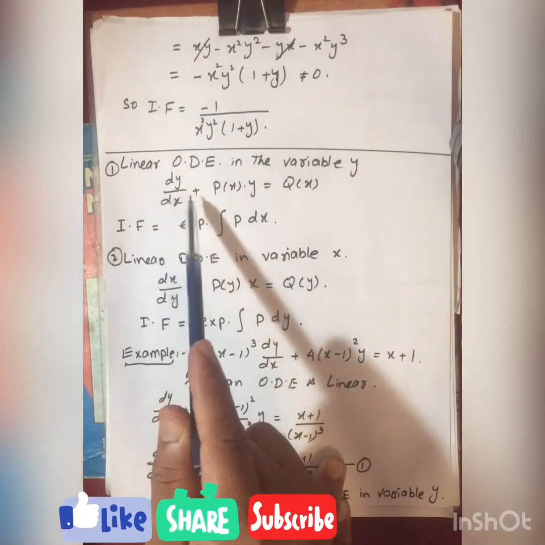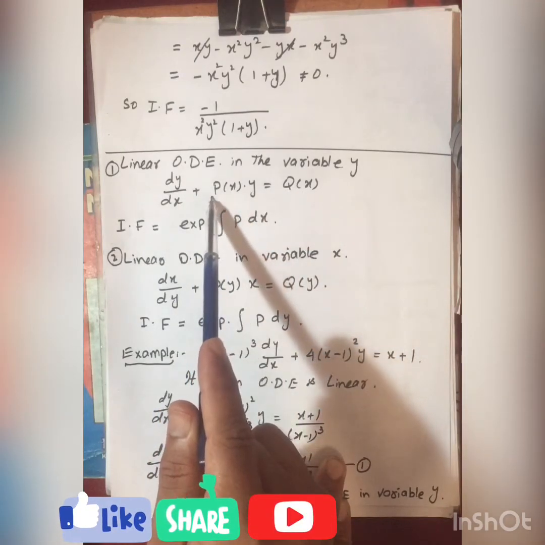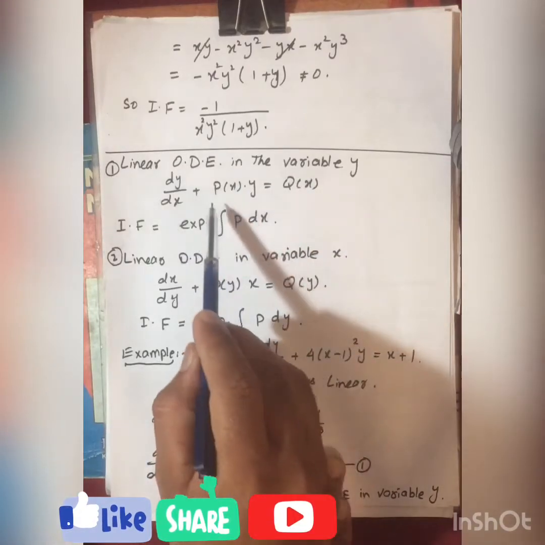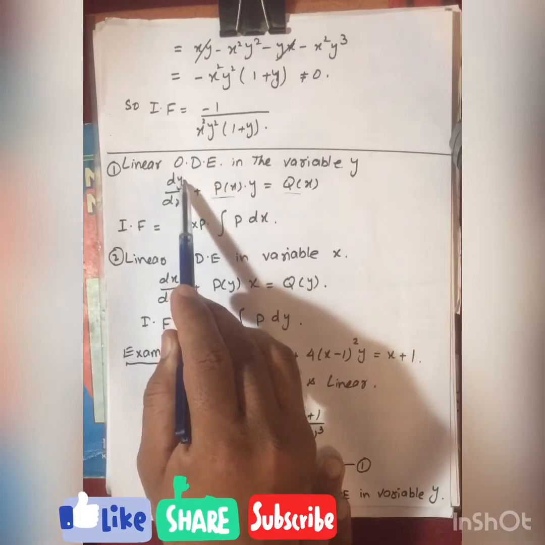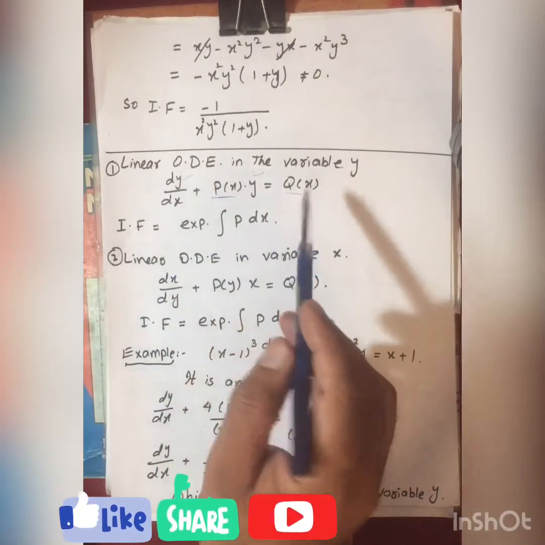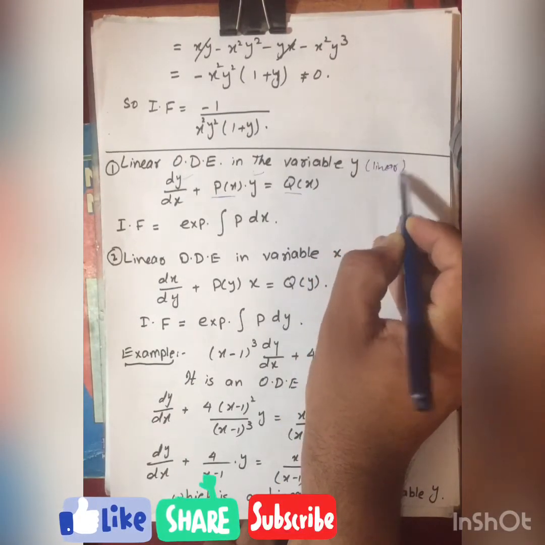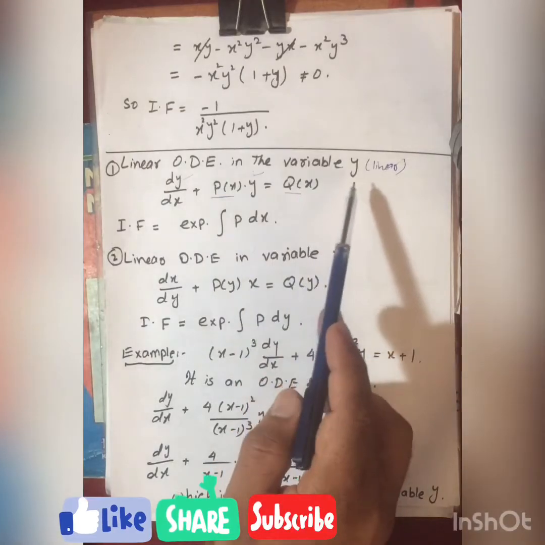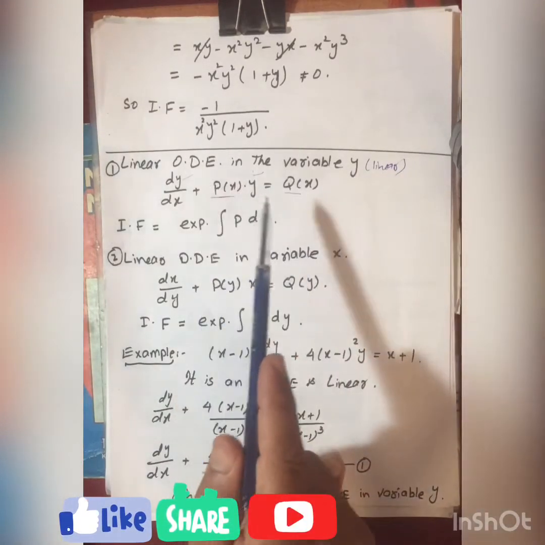dy/dx + p(x) y = q(x). This is a function of x, this is also a function of x, and this is y. So y must be linear. y will be in linear form, the degree of y will be 1.